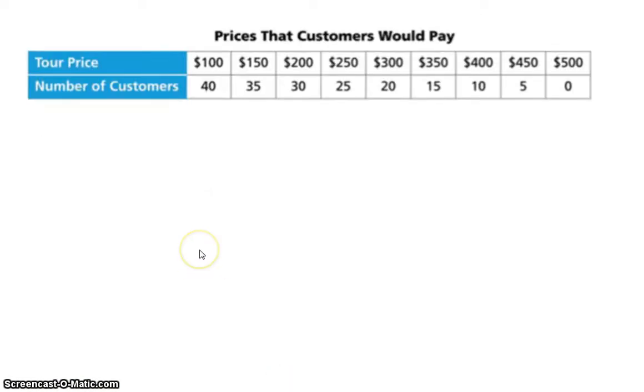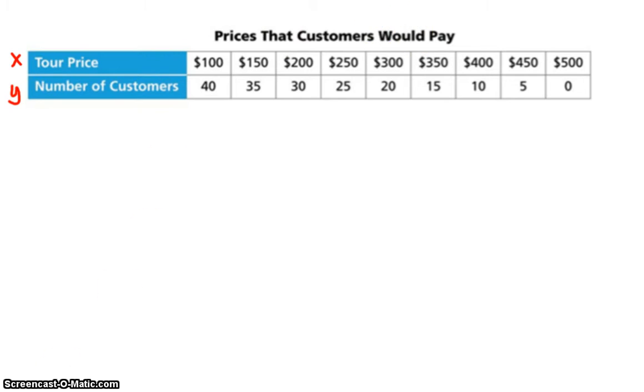So here is a table from the book and prices that customers would pay. Our tour price is $100. It shows us that 40 customers would pay that, and so on and so forth up to $500. So I know that if I charged $100 that I would have 40 people show up, and that as I increase my price, the number of customers decreases. This is a relationship between price and number of customers, whereas the tour price here is my independent variable, or my x, and number of customers is my dependent, or my y.